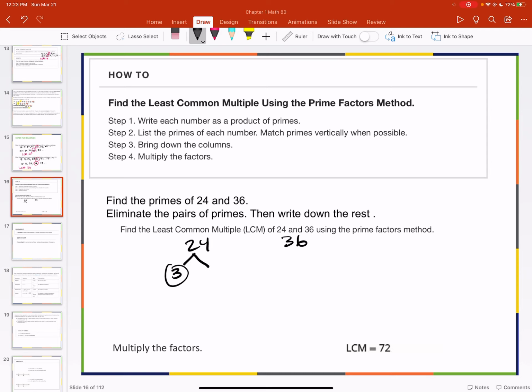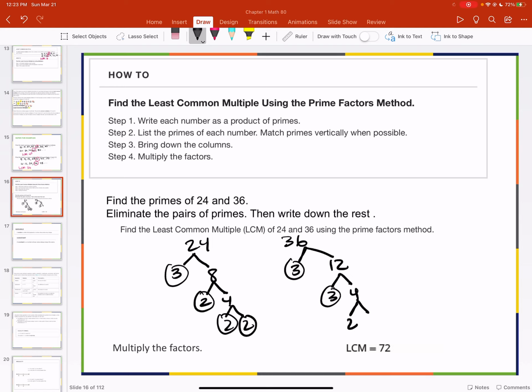So that's 3 times 8. I'm circling it because it's prime, and that's 2 times 4, and 4 is 2 times 2. Okay, now 36, that's 3 times 12. 12 is 3 times 4, and 4 is 2 times 2.